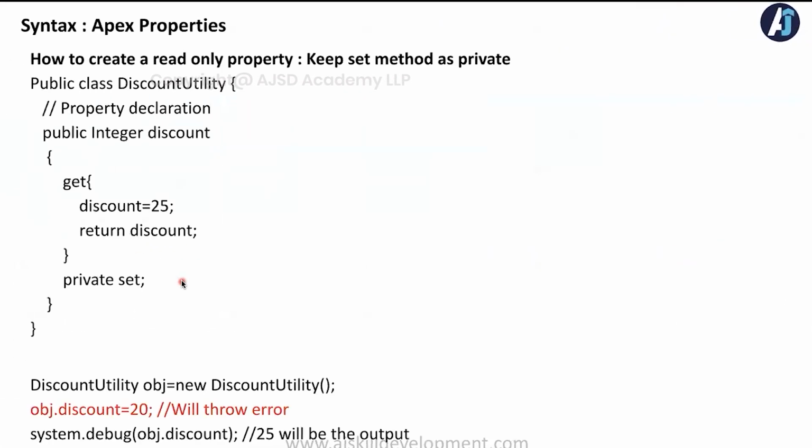How to create a read-only property. Sometimes you may not be interested in allowing the users to modify the property. You want to create a property that should only be accessible to the users. They are not allowed to modify the value in the property. That is called a read-only property. How to create a read-only property?